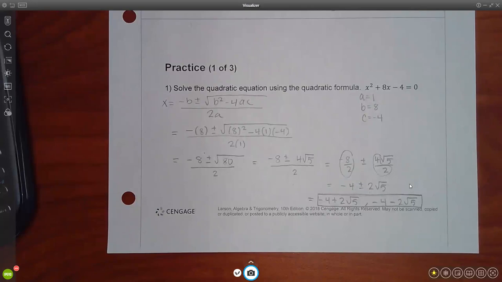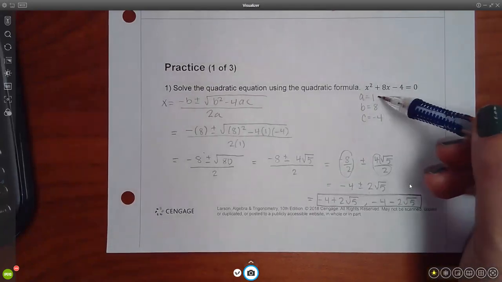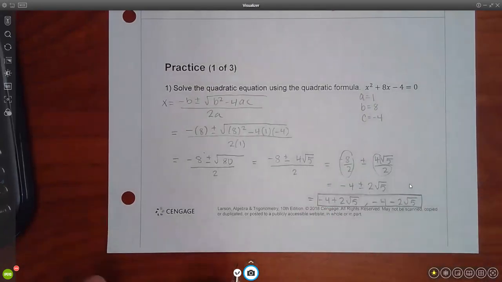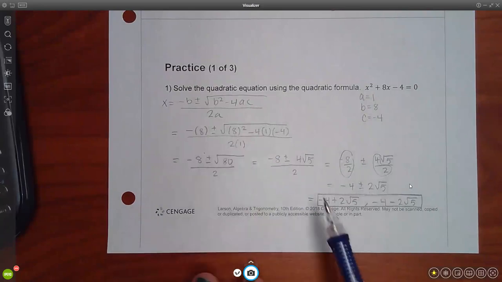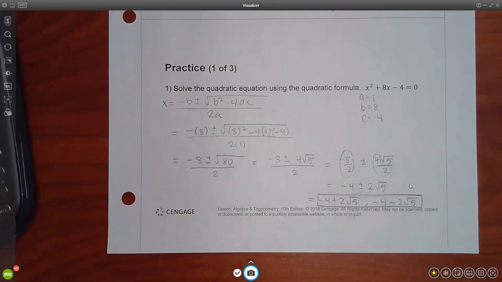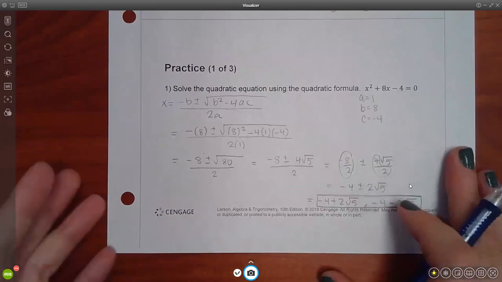So there is the solution. And that was it for that one. So as long as you identified these guys correctly, you're plugging everybody in correctly, you're using that calculator to compute this, this, and this, and then you even use your calculator to reduce, you should end up with everything nice and neat. I personally try to do too much in my head sometimes, and then I end up with the wrong answers. But you have your calculator to help you try to avoid that.